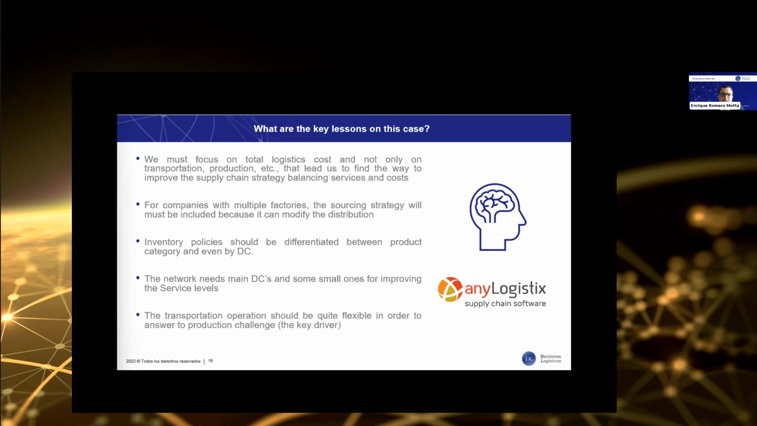The network needs main DCs and some small ones for improving the service levels. Could be an interesting strategy that can be tested in different environments as well. And the last one, the transportation operation should be quite flexible in order to answer to production challenges. In that case, the key driver was the production itself. So we must adapt transportation accordingly with the production needs in order to create a better supply chain strategy.